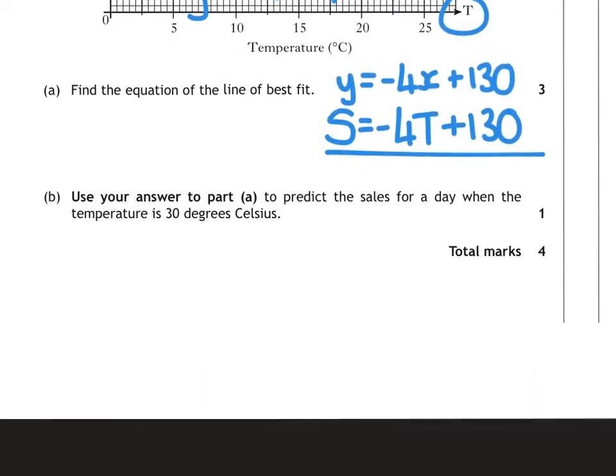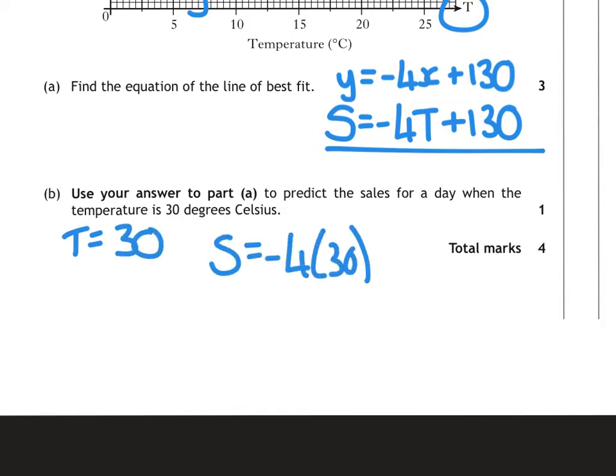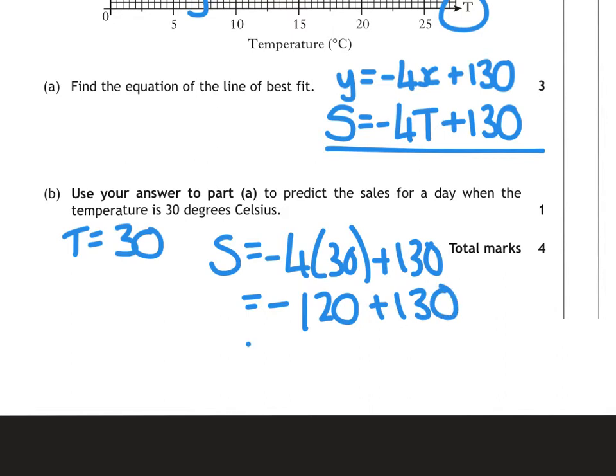Part B then asks us to use your answer to part A to predict the sales one day when the temperature is 30. So that means that T is getting replaced with the number 30. So our sales will be minus 4 times 30 plus 130, which is minus 120 plus 130. Add them together to get 10. So we predict to sell 10 umbrellas that day.